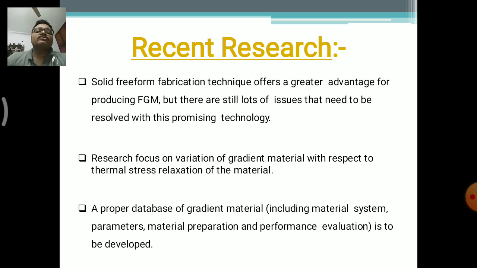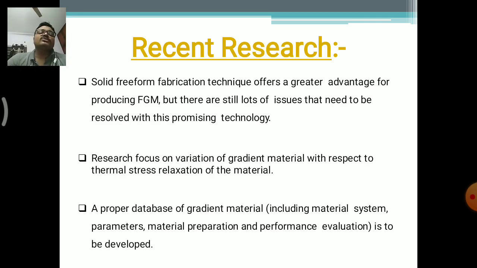Next one is the research focus on variation of gradient material with respect to the thermal stress relaxation of the material. The thermal resistance of the property is very high as compared to metals, alloys and composites. This thermal stress relaxation of the material is very high compared to the variation of gradients, that is different types of gradients such as porosity gradient and thermal gradient. So there are different types of gradients, and the variation of gradient material is with respect to the thermal stress relaxation of the material only.